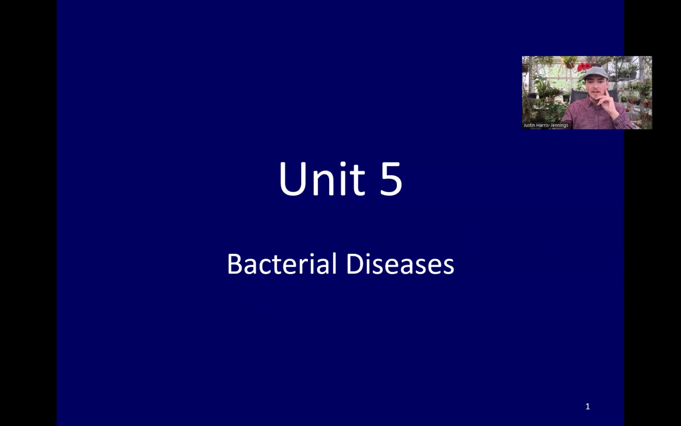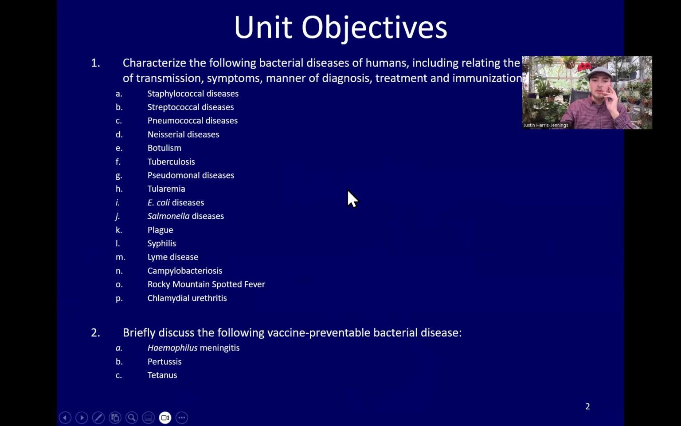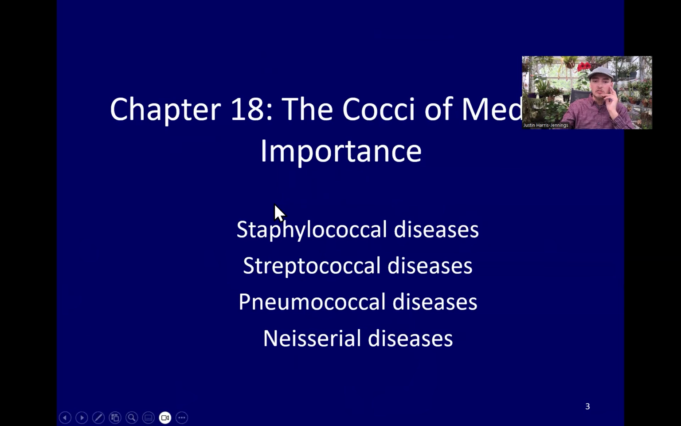Today, we're going to be talking about bacterial diseases. So in the past, we've talked about generally how bacteria invade the body, how they interact with the body, and then we've talked about the immune response and how the body interacts with the pathogens, but very generally. And now we're going to do an overview of different diseases in a more specific way. And first, we're going to talk about staphylococcal and streptococcal diseases, pneumococcal and neiserial diseases.